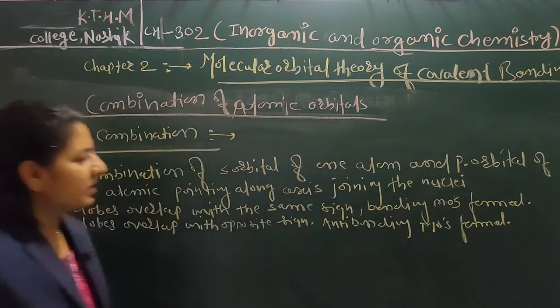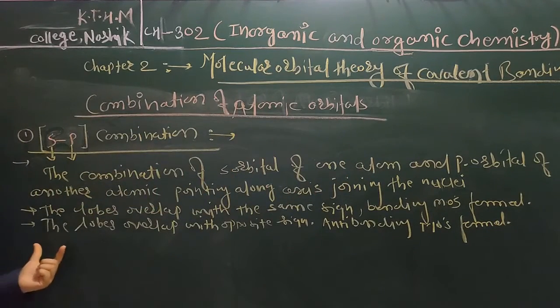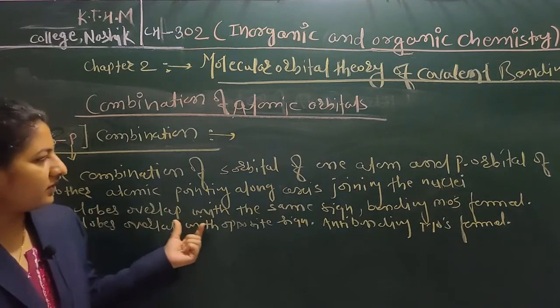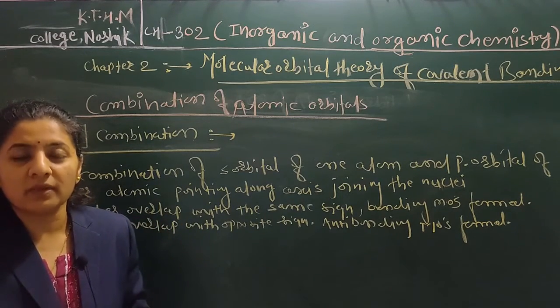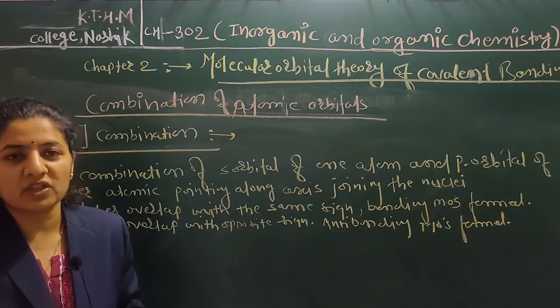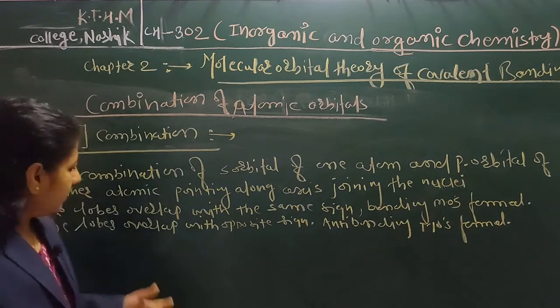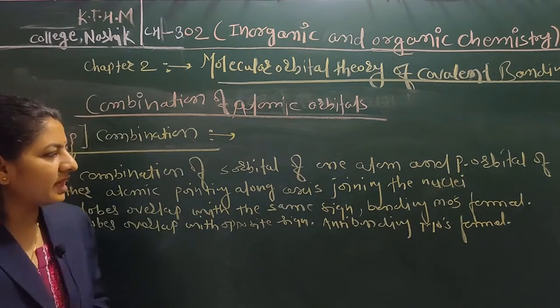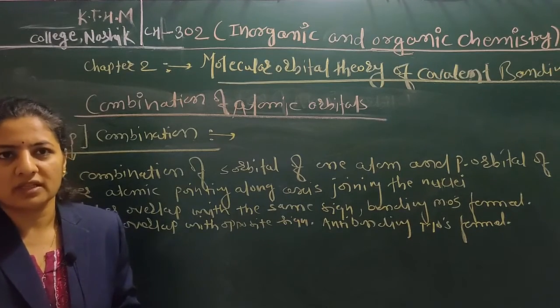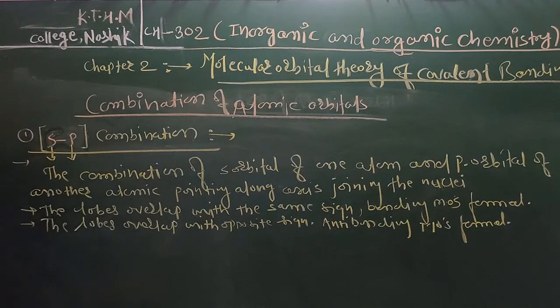So there will be two conditions again here. If the lobes overlap with the same sign, then a bonding molecular orbital forms, in which the electron density is very much in between the nuclei. Here also, if the lobes overlap with the opposite sign, then there will be less electron density. So let's discuss by graphic representation.